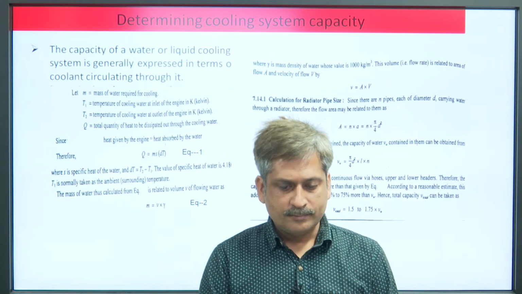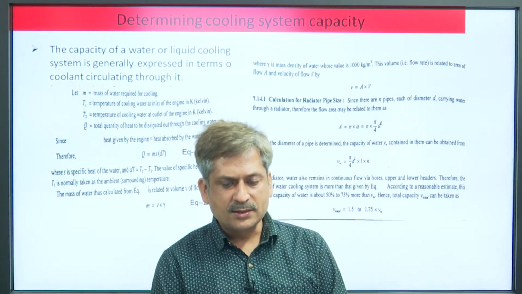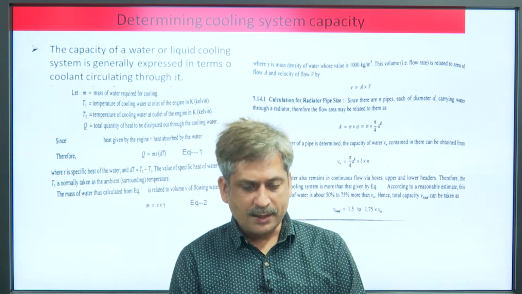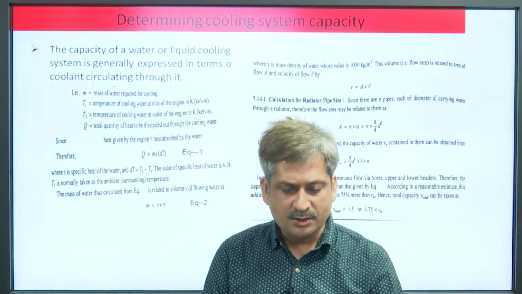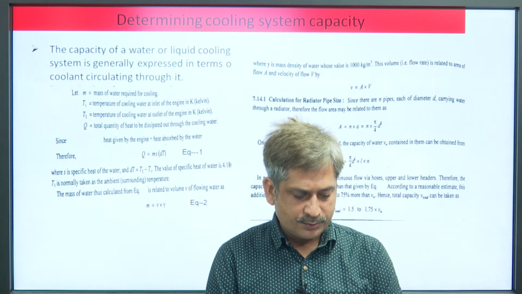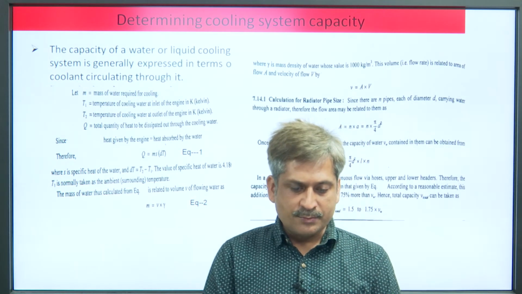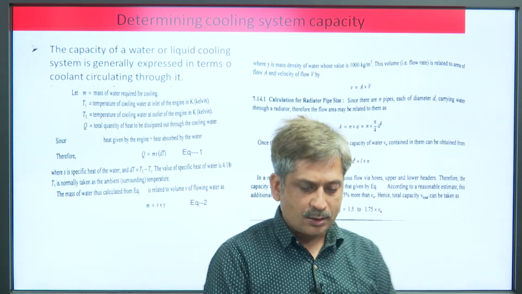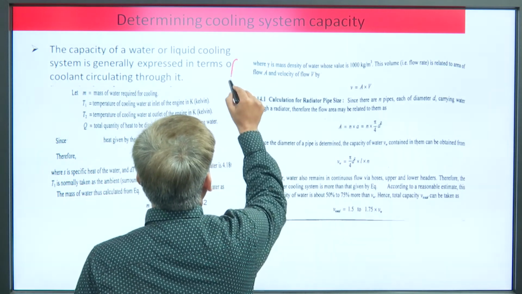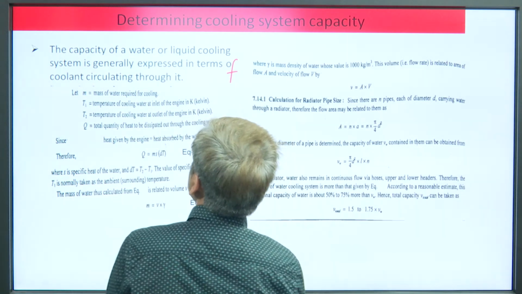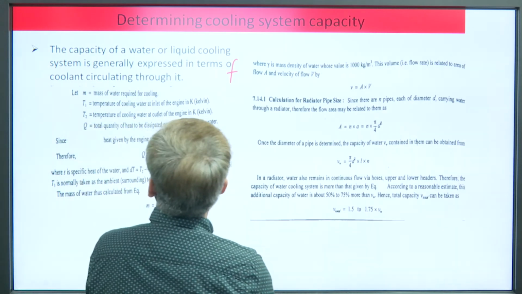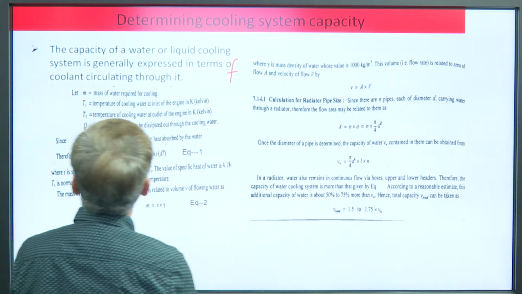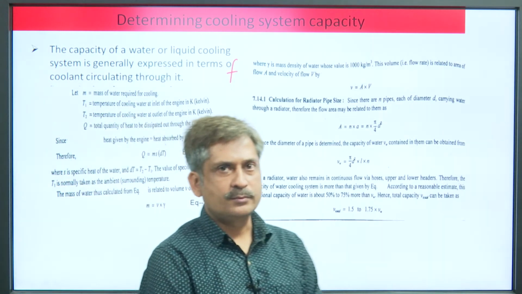Now, another topic: determining the cooling system capacity. The capacity of a water or liquid cooling system is generally expressed in terms of the coolant circulating through it. The coolant may be water also. Let me take the case of a water cooling system.